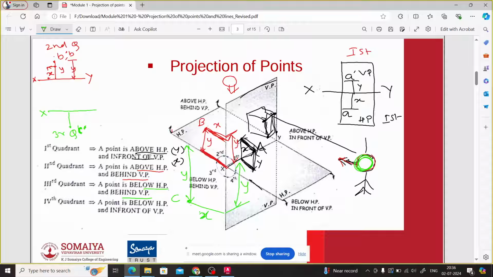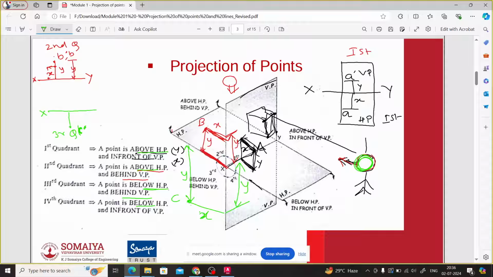Whenever we take a distance above HP or below HP, what we have to take? We have to take it as dash, because above HP or below HP, whatever is the distance, we should look at it with dash, whether it is in first quadrant, second quadrant, third quadrant, or fourth quadrant. Are you getting this? Above or below should be located with that, because it will always lie on vertical plane.